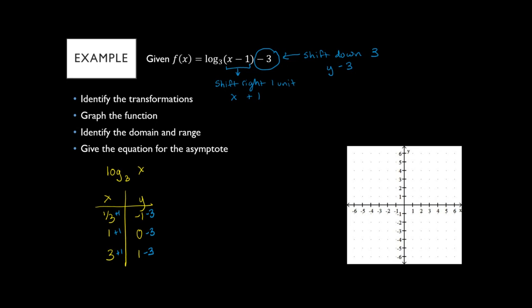Now the change in the x is also going to affect our vertical asymptote. So our vertical asymptote is usually x equals 0, but because we're shifting right by 1 unit, we're also adding 1 to the vertical asymptote. And so we're actually going to get x equals 1 as our vertical asymptote because we're adding 1 to it. So I'm going to just draw that in right now.